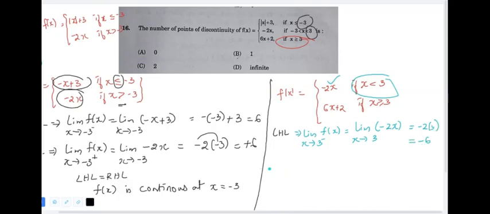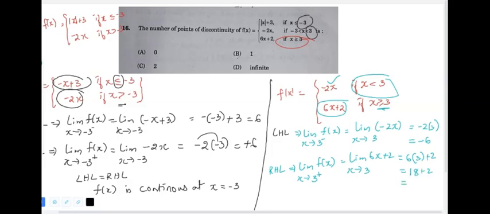Then we'll go for the RHL. RHL will be limit x tends to 3 plus. Plus indicates we are going to take the function for values where x is greater than or equal to 3, that will be limit x tends to 3 of 6x plus 2. So it will be 6 into 3 is 18, plus 2, it will be 20.